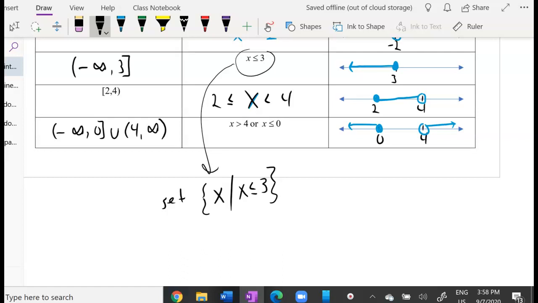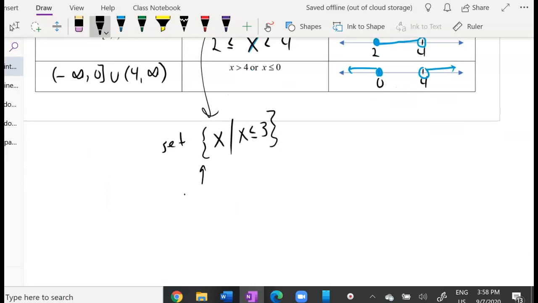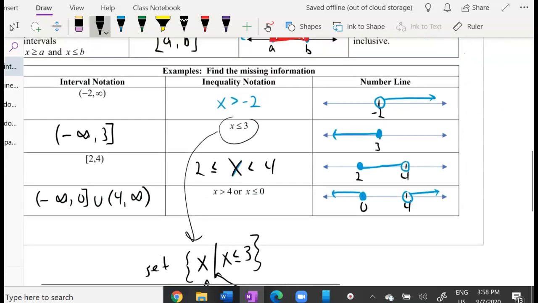So all of these inequality notations can be easily converted to set notation. This just says the set of, and this says all x, and this says, we kind of read that as such that, and then x is less than or equal to 3. So I would read this as the set of all x's such that x is less than or equal to 3. But I'm not going to require that.